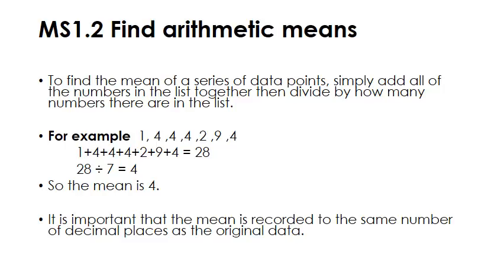It's very important that the mean is recorded to the same number of decimal places or significant figures as the original data. So especially when you're recording experimental results, for example in titrations, if in your titration you have only recorded it to 1 decimal place, then your average should only be recorded to 1 decimal place.